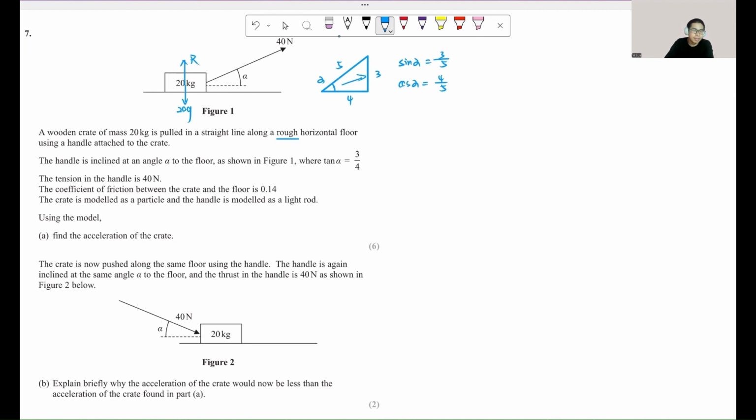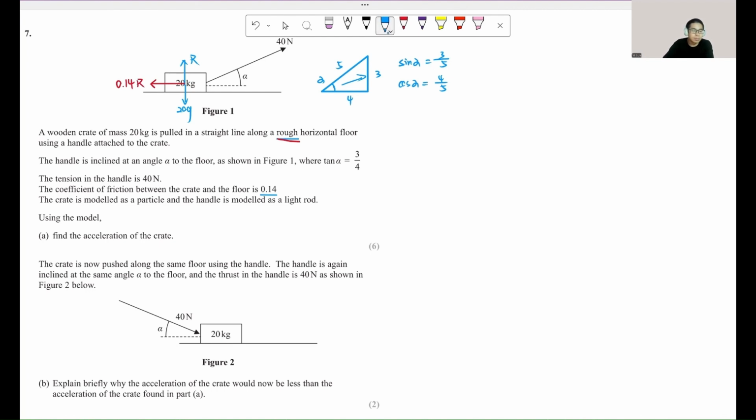And then the tension in the handle is 40 newtons. It's already labeled in here. And the coefficient of friction between the crate and the floor is 0.14. So we know there's a friction because it's a rough horizontal ground. Friction is always opposite to the moving direction, and we know it's equal to mu R. Mu, they already gave us as 0.14, and R we just leave as R.